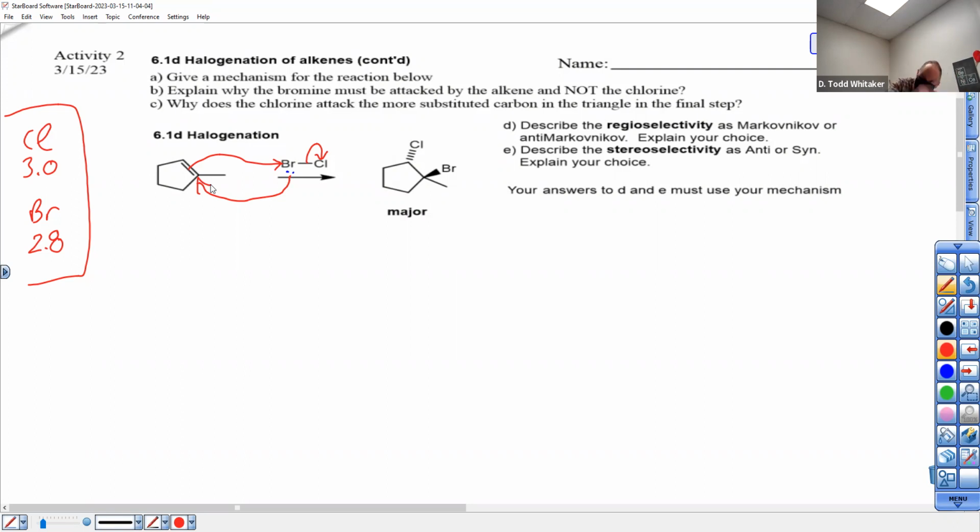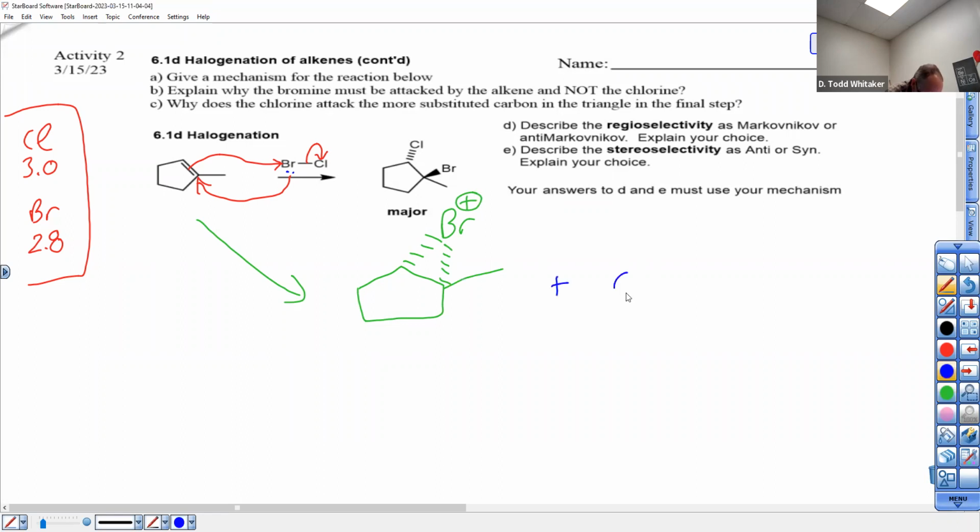So I brought the lone pair back to the more substituted. I made a nice triangle. I only need one of them. I'll go with a dash. And you got the methyl here and the plus up here. And notice you don't need the lone pairs on the Br. And you made Cl minus, correct?